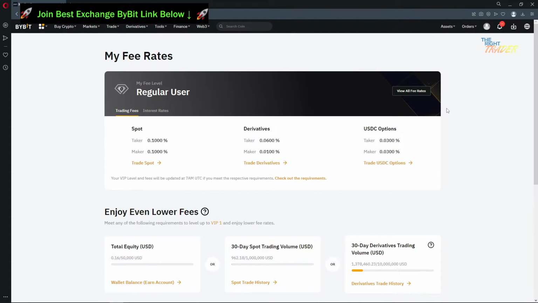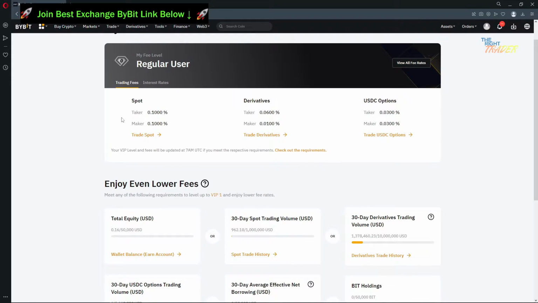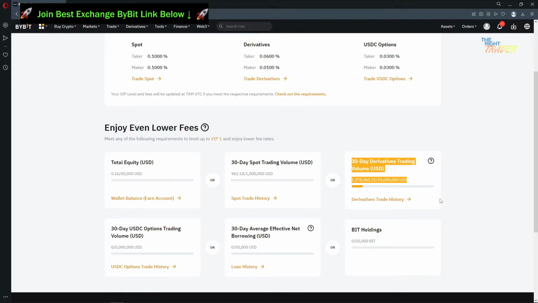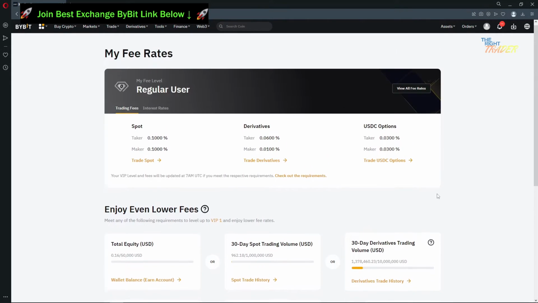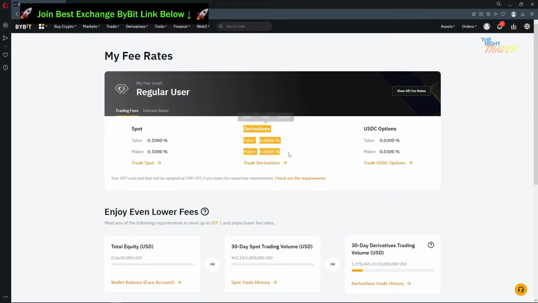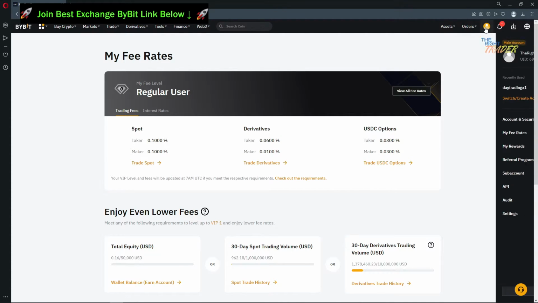ByBit is basically one of the exchanges with the lowest fees in the crypto space. Depending on how much you trade, you can get discounts and lower that fee. But the base fee for derivatives trading, futures trading is 0.06 for taker and 0.01 for maker. So you need to double that by 2 because you're obviously going to be buying once and selling. And for spot, it's 0.1. So pretty simple there. And like I said, this is very, very cheap, a lot cheaper than most, if not pretty much every single exchange out there.